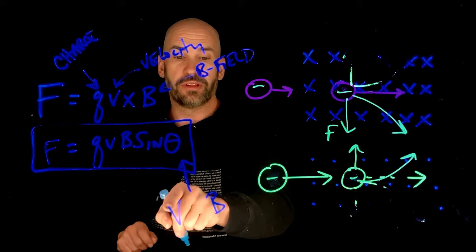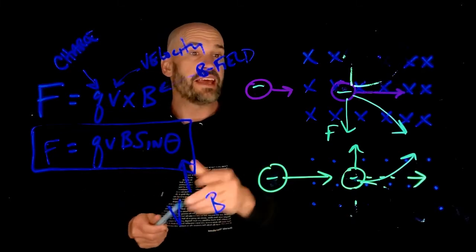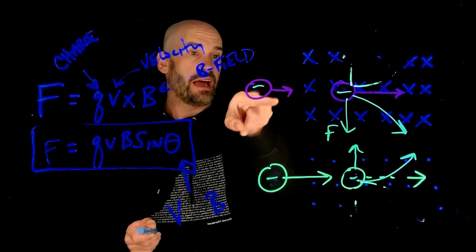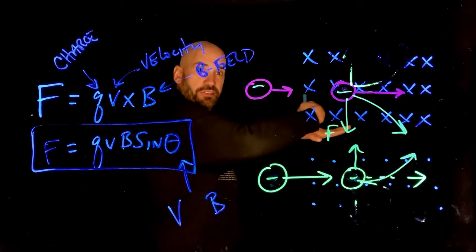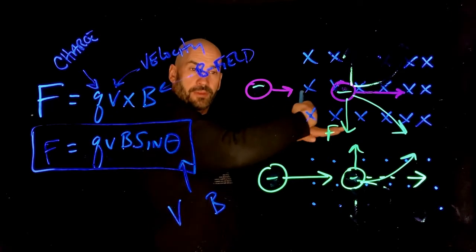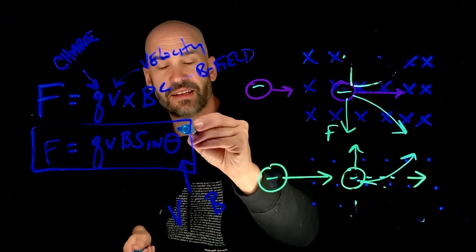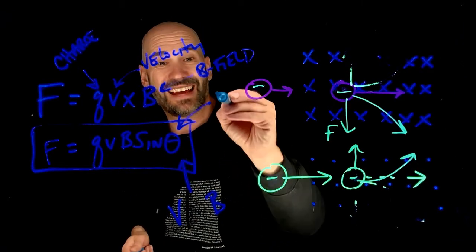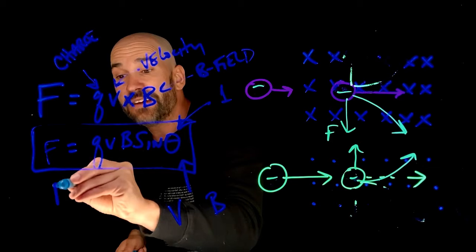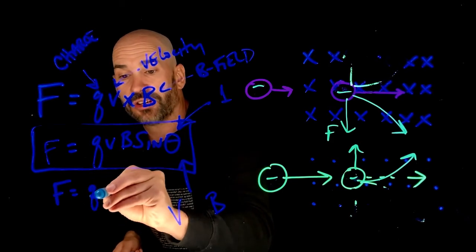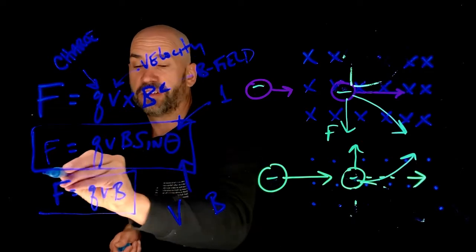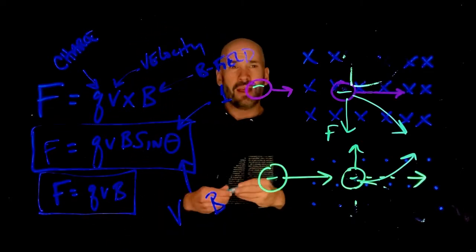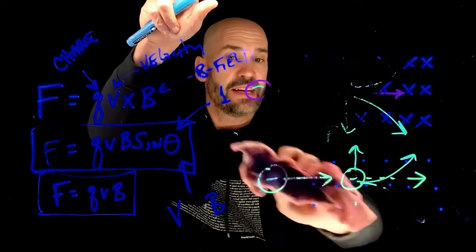So what is the angle between the velocity and the B field? Well, in these cases, it's very easy. I'm going this way, the B field's going this way. That's totally perpendicular, so that would be just sine of 90, which is just 1. So in the event that the charge is moving perpendicular to the B field, the equation is a little bit more simple.